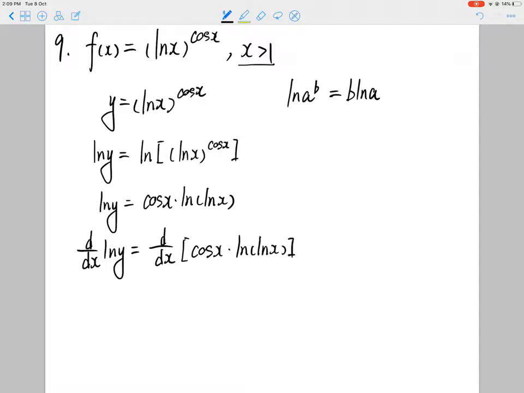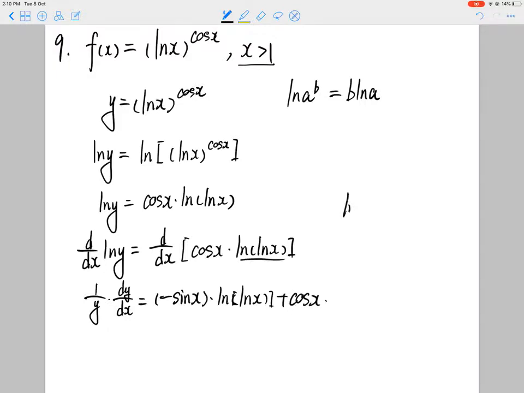Okay, here we use a chain rule. First ln something, the derivative is 1 over something, and then y, it's dy over dx. This part is a product rule. It's this part's derivative, which is negative sine x, times ln x, plus this part times this part's derivative. So plus cosine x times this part's derivative.